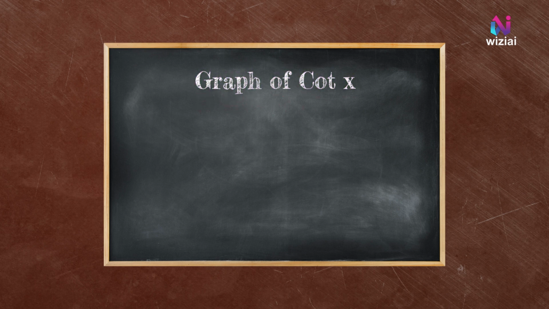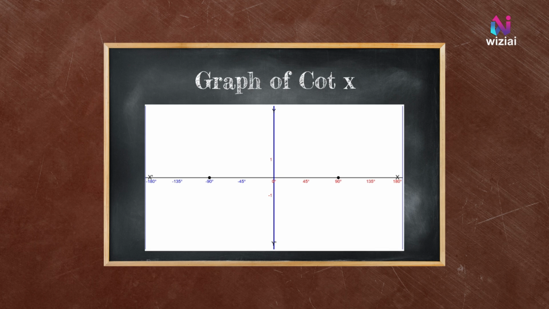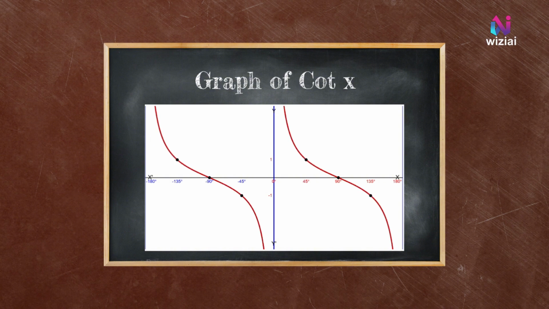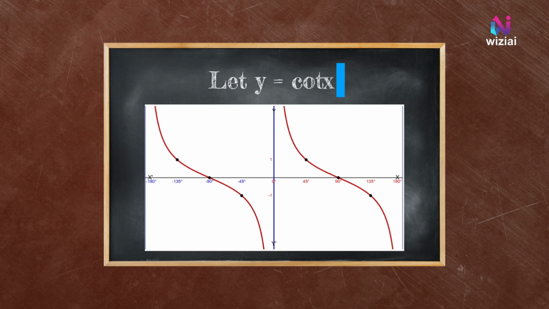Graph of cot x. Cotangent is the reciprocal of tangent, so its behavior flips. Where tan x tends to infinity, cot x tends to 0. You'll notice its curve descending between asymptotes with undefined points where sine is 0. Like tan x, cot x repeats every 180 degree, but its direction of rise and fall is reversed.